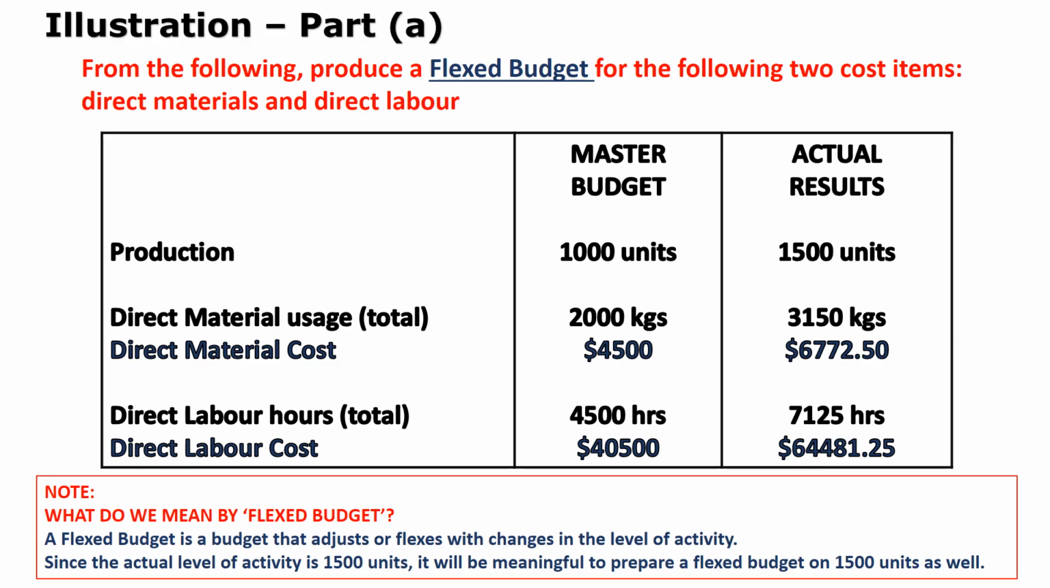What do we mean by flexed budget? A flexed budget is a budget that adjusts or flexes with changes in the level of activity. Since the actual level of activity is 1,500 units, it will be meaningful to prepare a flexed budget on 1,500 units as well.